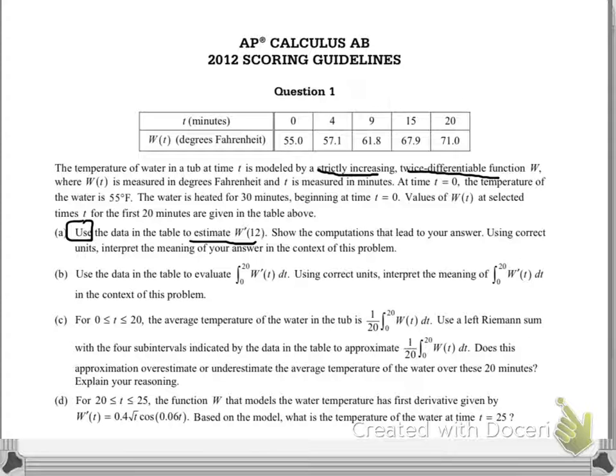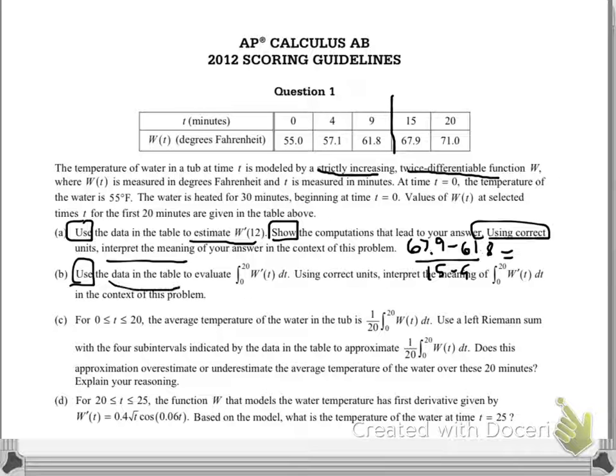Estimate means find the slope. So just like the last one, we're going to find the slope here. Show the computations that lead to your answer using correct units. Interpret the meaning of your answer in the context of this problem. So the temperature goes from 67.9 to 61.8. 15 minus 9, you could calculate that. The correct units would be degrees per minute, and that means the water temperature changed at that rate over that time, because we're estimating the rate.